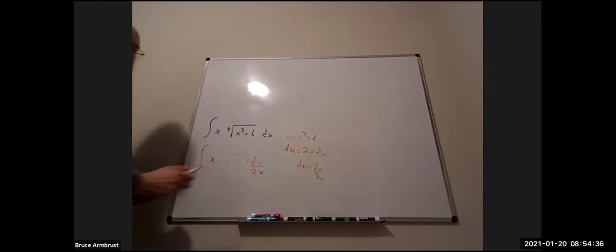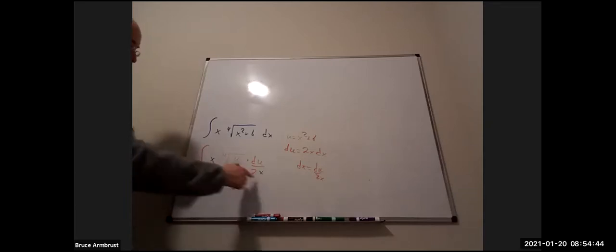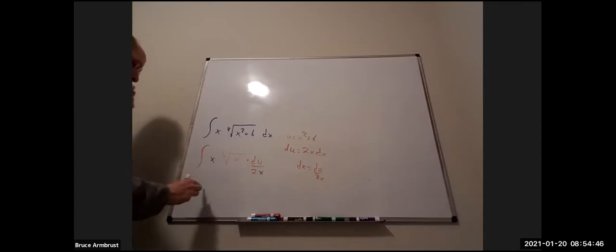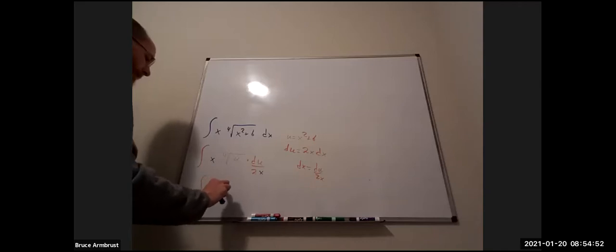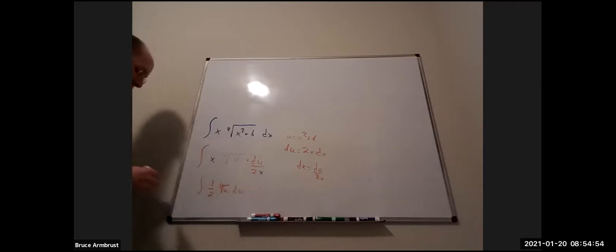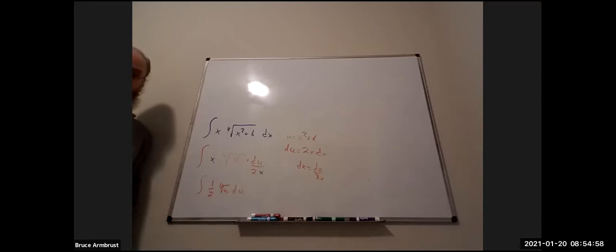So I'm trying to color code it here. All of the x's, the original, are in blue. The u's are in orange. But the good news is we've got an x divided by an x. So what we're going to be left with is the integral of 1/2 the fourth root of u du. And this one now we're going to be able to integrate because this is just u to the 1/4, and we can use power rule.